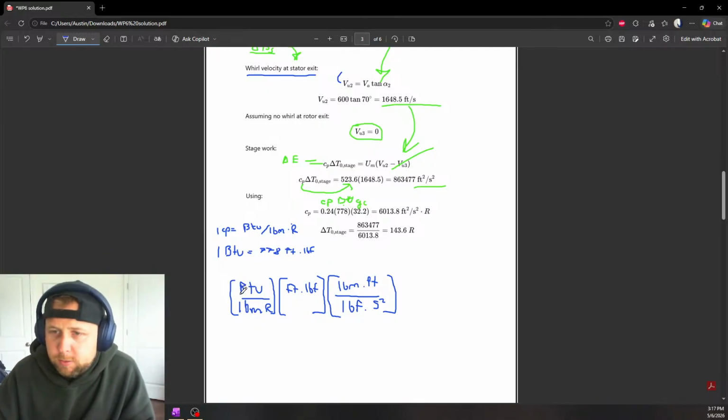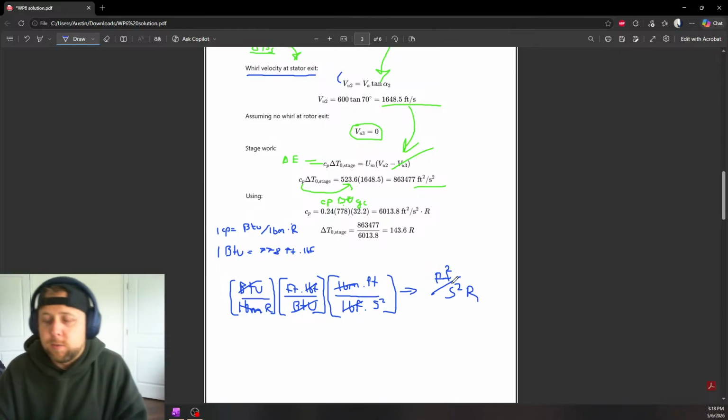Why is our BTU going away? Oh, duh, 1 BTU. That's what it is. So this goes away, this goes away, this goes away, this goes away, this goes away, this goes away. At the end of this, we are given foot squared, second squared, Rankine.